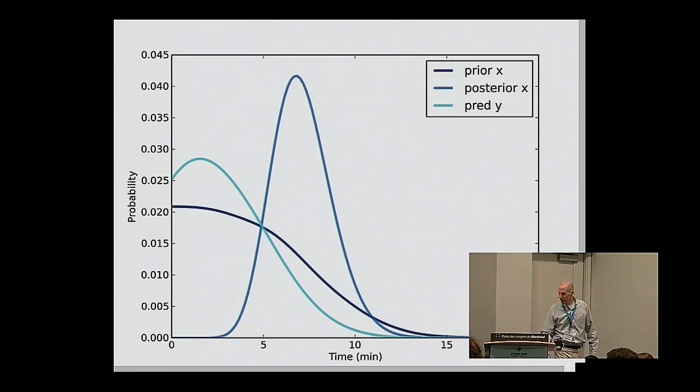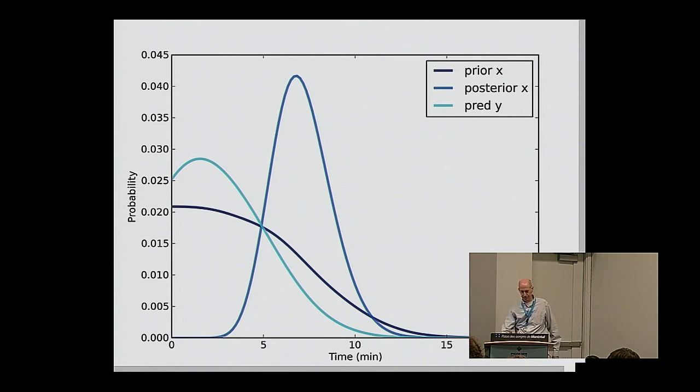And here now is what that looks like. So again, the dark blue line is my prior for x. The medium line that's centered around 7 is my posterior belief about x. And the cyan line is my prediction for how long I think I'm going to have to wait. And in the example scenario that we were just running, that's relatively short. I think it's probably going to be about 2 minutes. I think it's unlikely to be more than 10.